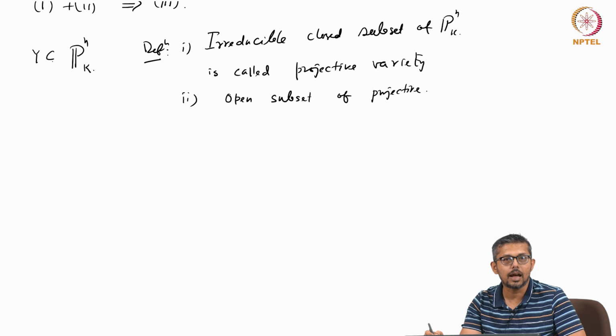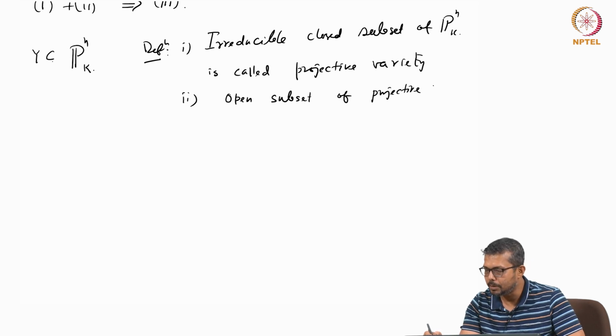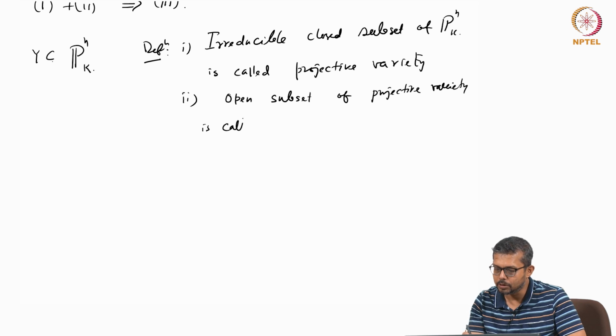When I said height of prime ideal and dimension of the ring, the dimension of a topological space I did not define. Okay, an open subset of a projective variety is called a quasi-projective variety.